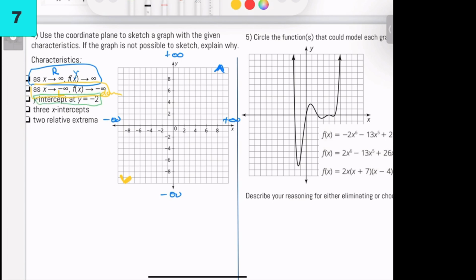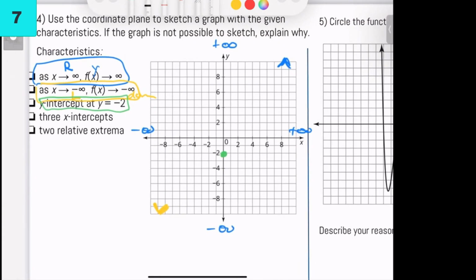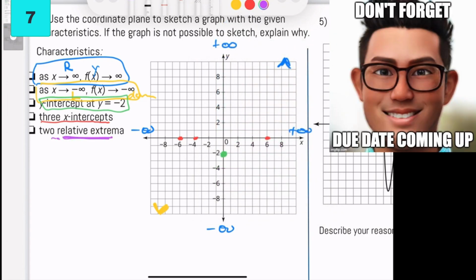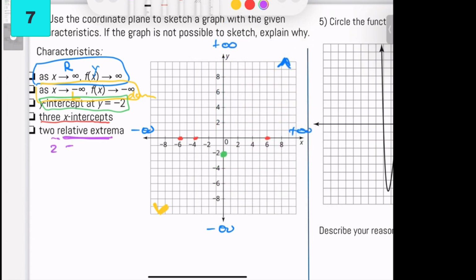A y-intercept at -2. So the y-axis, that's where it's intercepting. Let's do red. There are 3 x-intercepts. Okay, so you can place those anywhere you want. We might have to change those later, but I'm just gonna do something like this. And 2 relative extrema. So that's the same thing as 2 turning points.